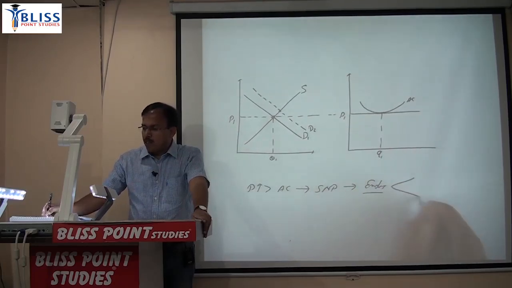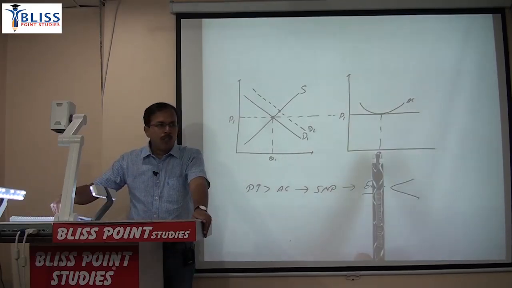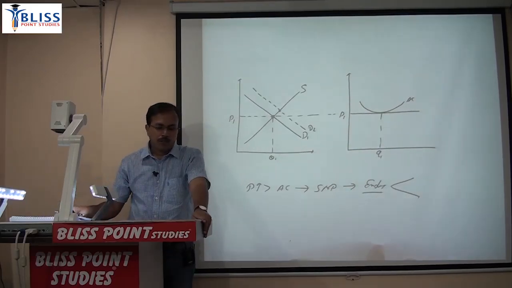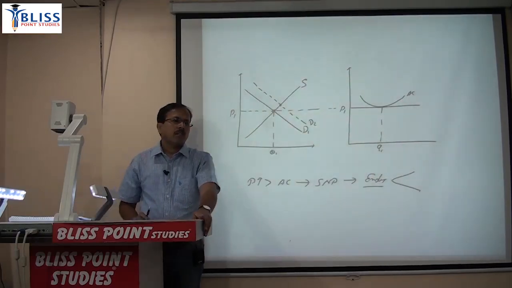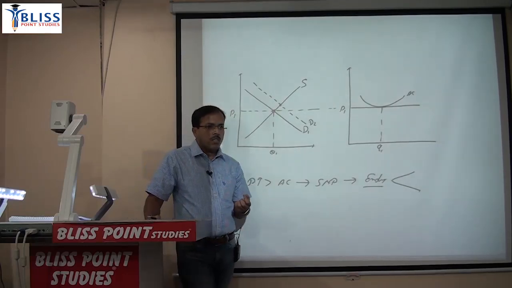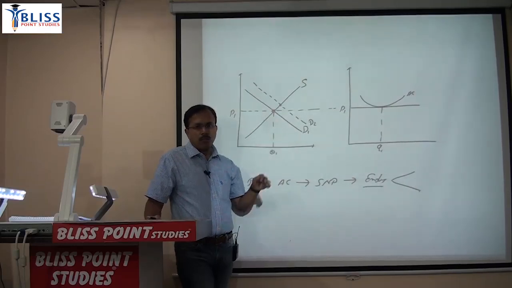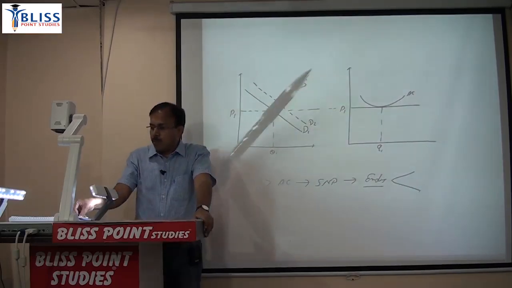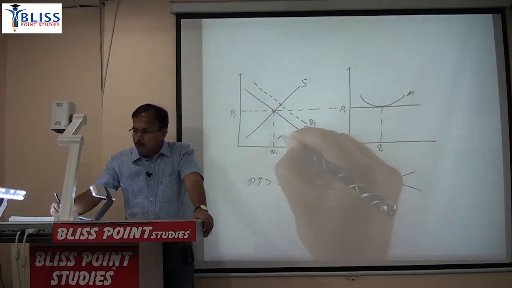entry, and entry will cause two things. It will shift cost downward, and because of entry this supply curve will shift to the right side. So as new firms enter, the cost of production gets reduced, so it will attract more and more firms into the market, so there will be more entry. With more entry, this supply curve will shift more. So shift this supply curve more.